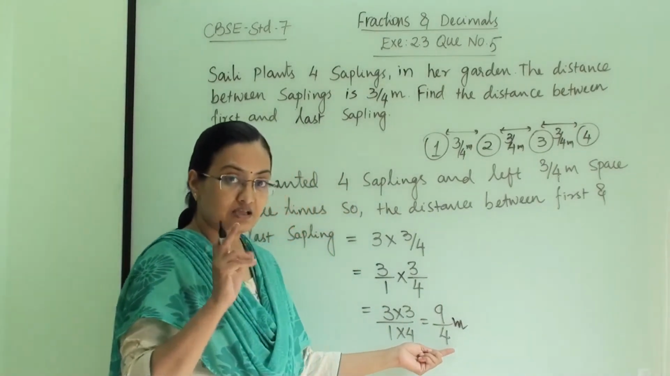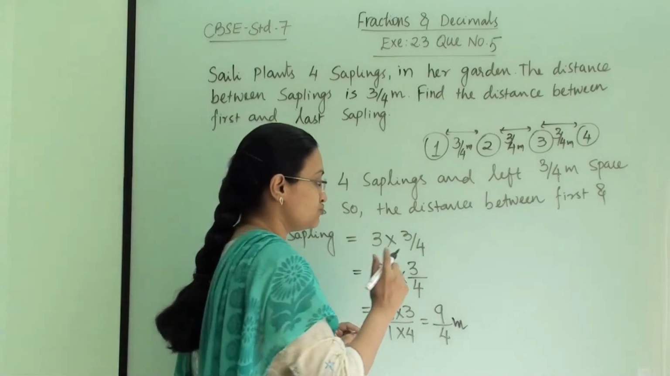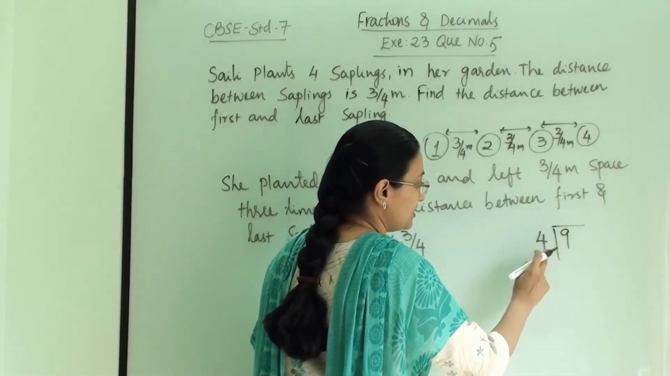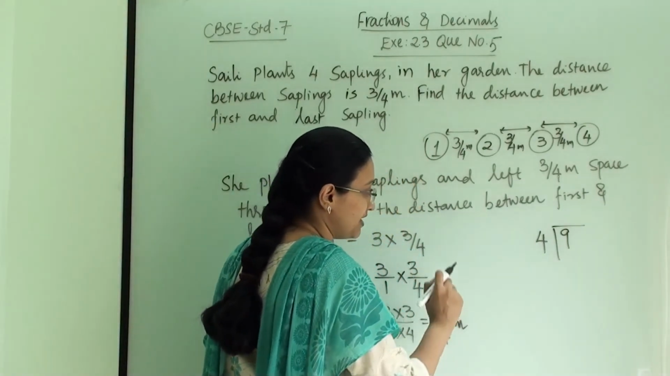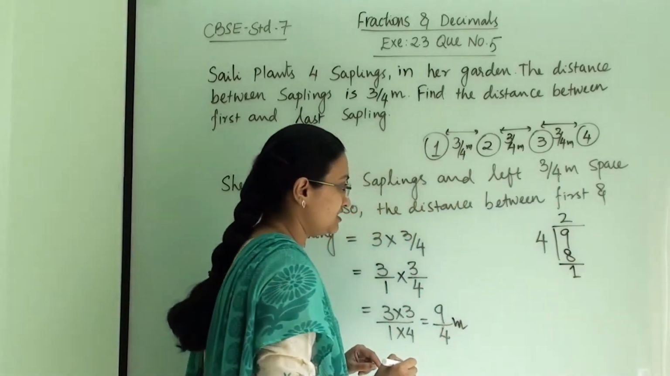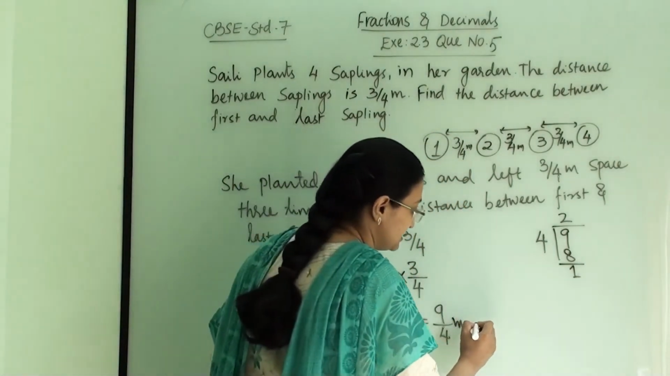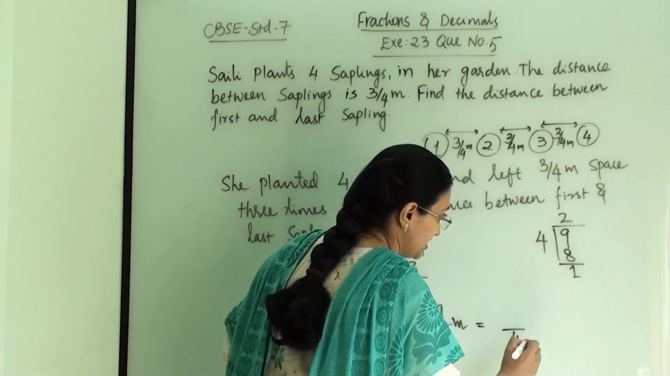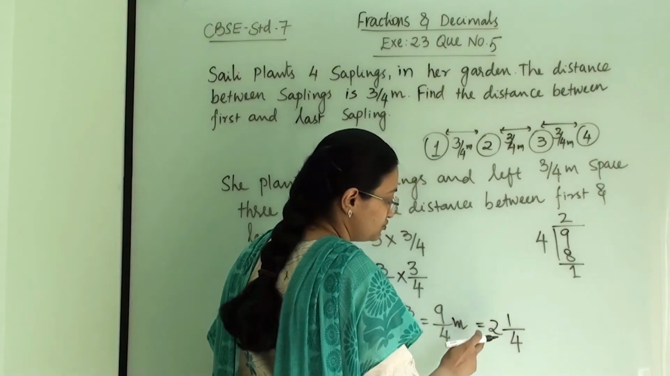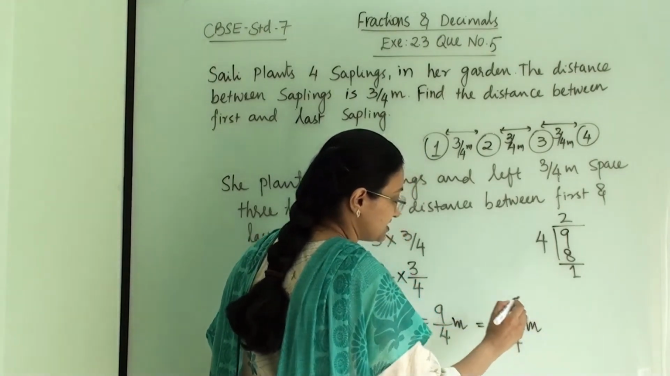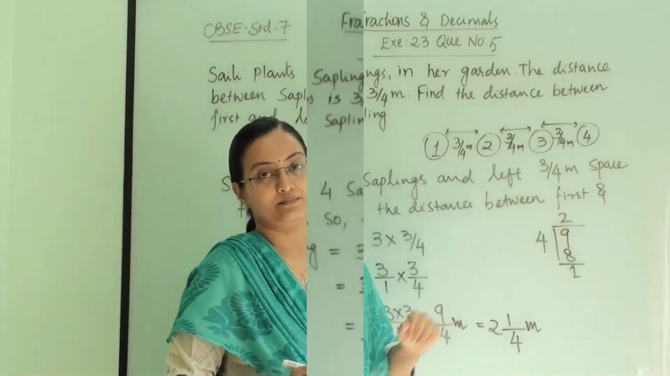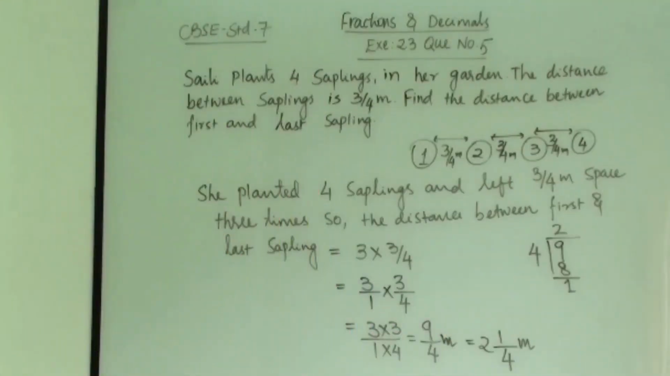But this is an improper fraction. We have to convert this into mixed fraction. So 4 here and 9 here. So 9 divided by 4. So 4 2s are 8. 1 is the remainder. And the answer we will get here is 4 will remain in denominator, this 2 will come at the front and 1 at the top. So 2 1 by 4 meter space she left from first sapling to last sapling.